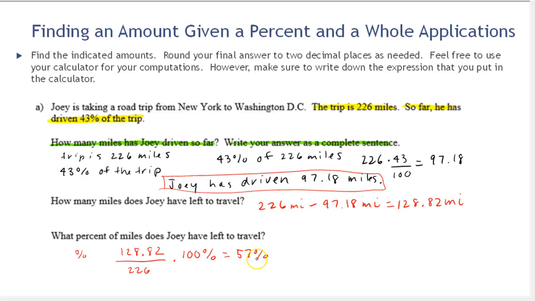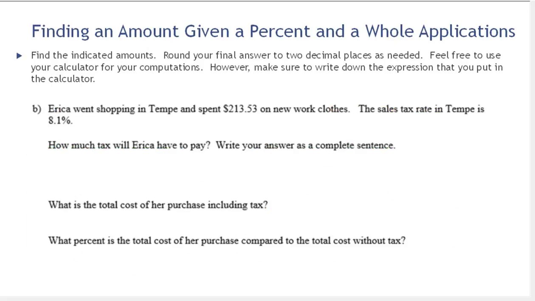So this was kind of the hard way to do it. Notice he's driven 43% of the trip, so the whole trip is 100% of the trip. So what remains will be the difference between the whole trip and the amount he's driven, which gives us 57%. You can solve this in either way. It's good to know both ways, but I want you to make this connection between these two representations. Let's look at the next one.